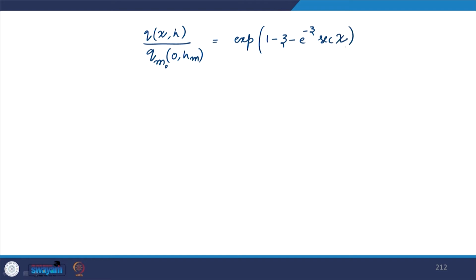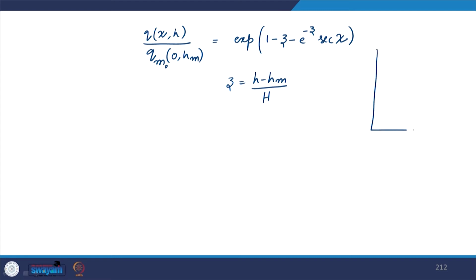Or we can write the normalized production, the production at any given angle and at any given height with respect to production at 0 angle and the peak production height, as exponential 1 minus z minus e to the power of minus z secant chi, where you should always remember z is the normalized height with respect to the peak production height.